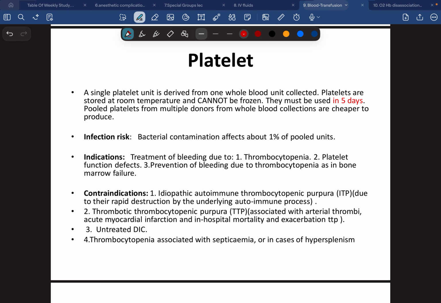Idiopathic autoimmune thrombocytopenic purpura, ITP, because once you give it, if you didn't give any immunosuppressants beforehand, all the pool will be destroyed within less than an hour, so it will be pointless. You need to manage that with an immune suppressant first, and then you can consider if you need to give more or not.